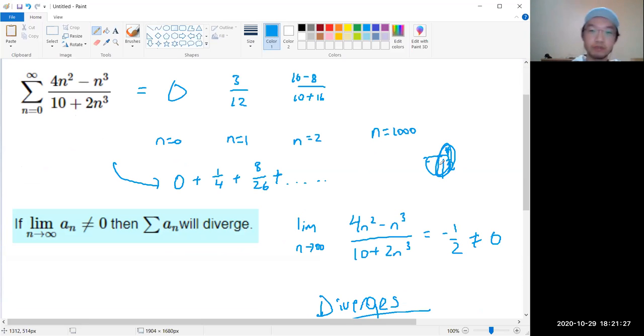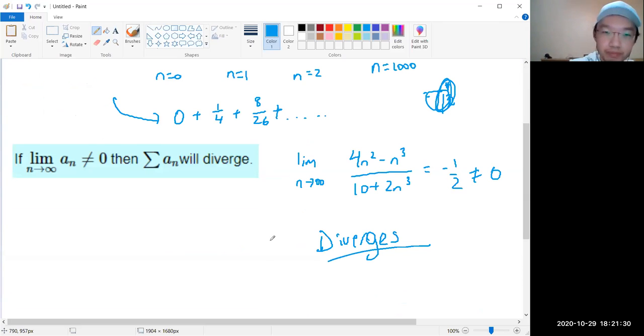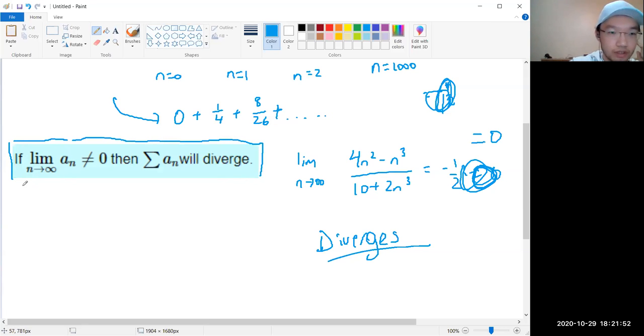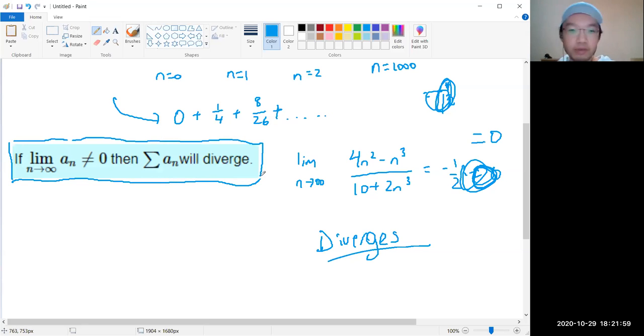But I have a question for you guys. Let's say we calculated the limit and we got a limit of 0. Can we conclude anything if we got a limit of 0, based on the divergence test? No. Yeah, that's right.